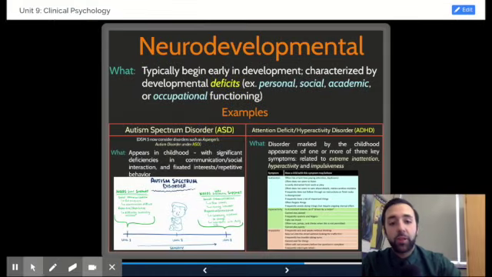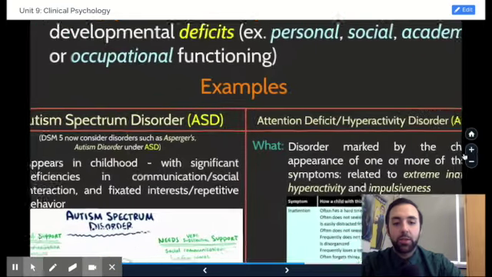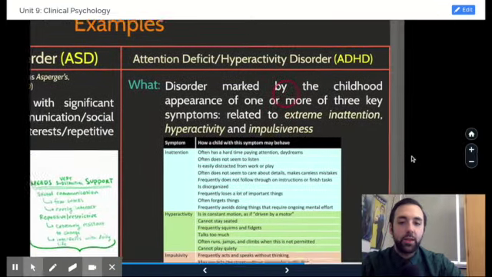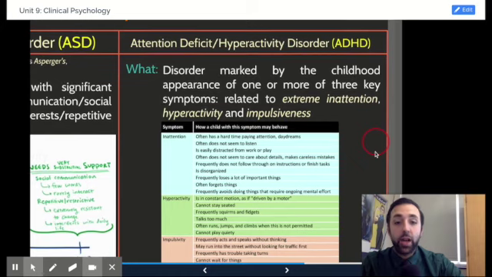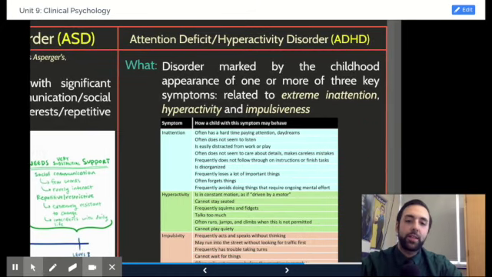The last one that you've assuredly heard of is known as attention deficit hyperactivity disorder, also known as ADHD. This is another disorder that's a childhood disorder, so you're not really going to see this manifest at the age of 45. That would not be likely.